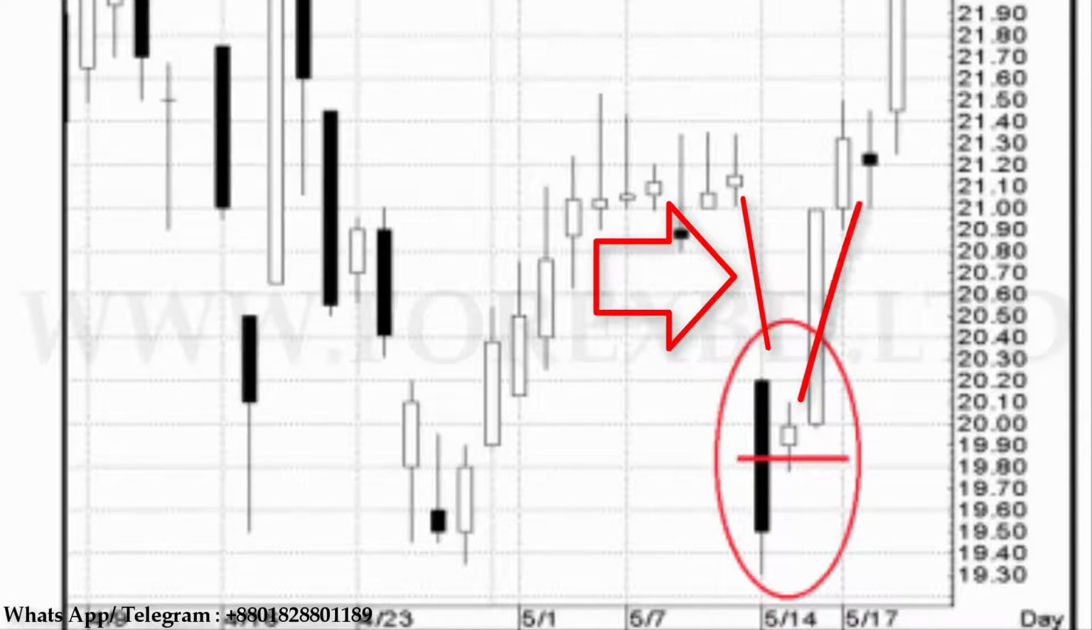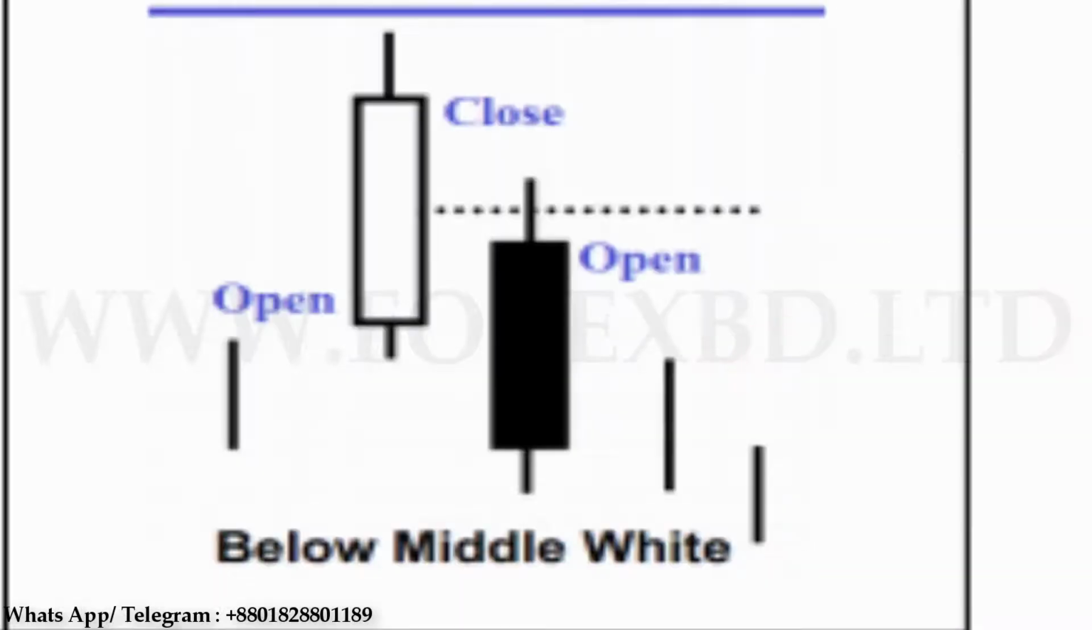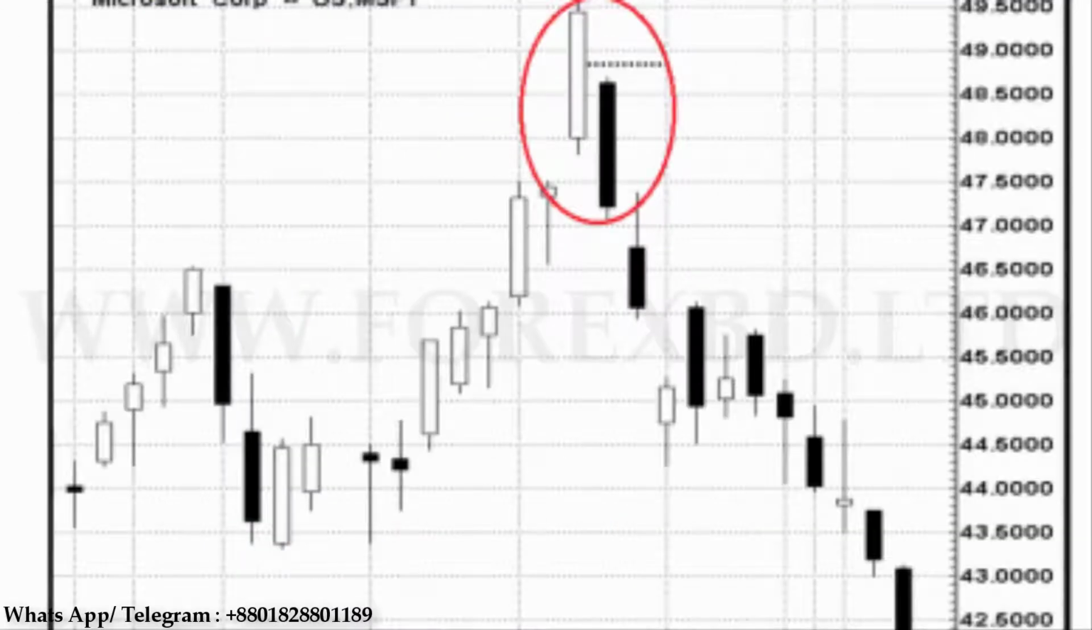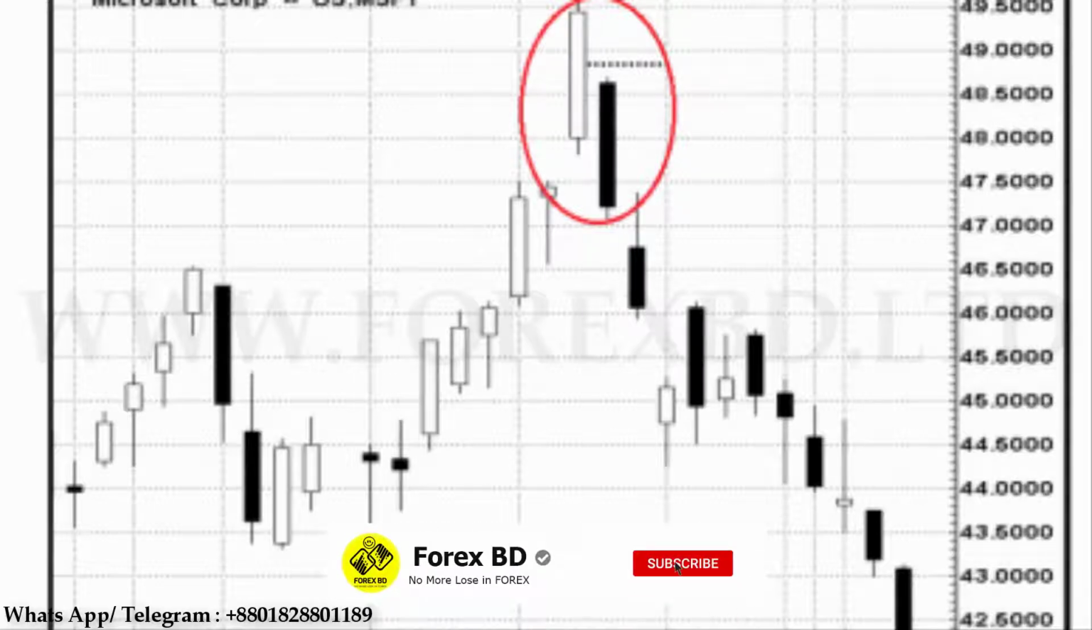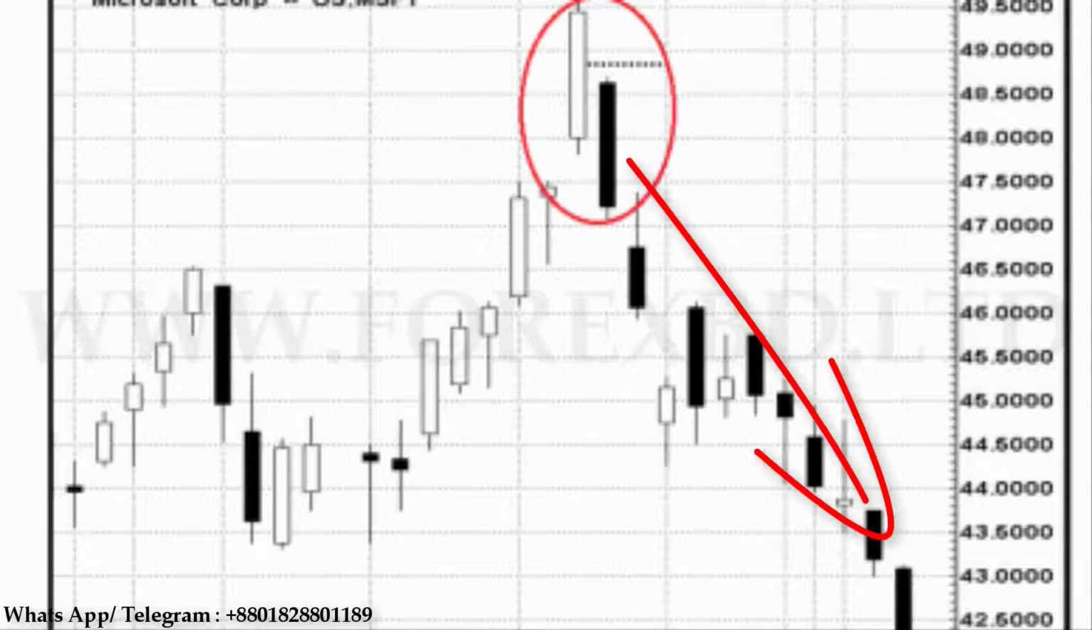This pattern provides an uptrend reversal signal. Below the stomach: if there is a bearish candle after a bullish candle in an uptrend market whose opening starts below half of the body of the previous candle. I say again, whose opening starts below half of the body of the previous candle, then this combination is called below the stomach. This pattern provides a downtrend reversal signal.